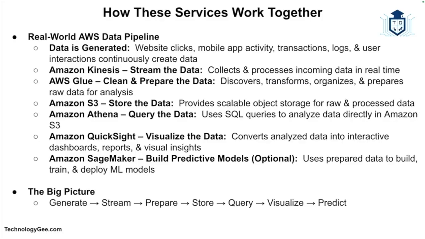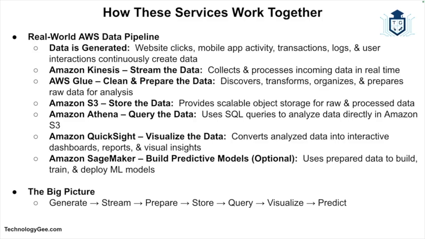All right, so exactly how do all of these services work together? Well, here's a real world pipeline. Just think about data that's generated. We're talking about website clicks and application usage. You've got Amazon Kinesis that'll stream the data in real time.